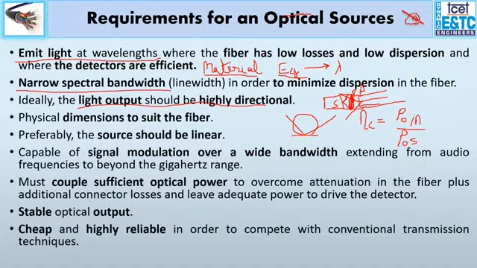Now the next is, preferably the source has to be linear. What do you mean by the source being linear? Can anyone tell me? Why do you want the source to be linear? Do you remember the region of operation for your device? You always take the linear region. What do you mean by a linear region? That is, your optical output is linearly proportional to the input.